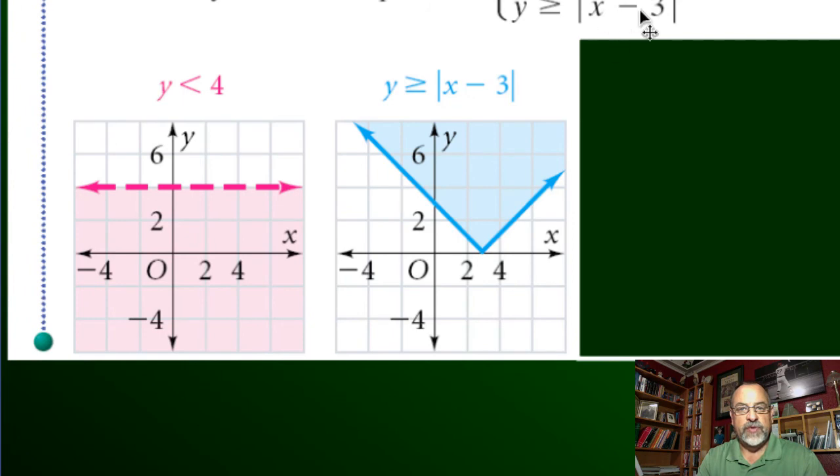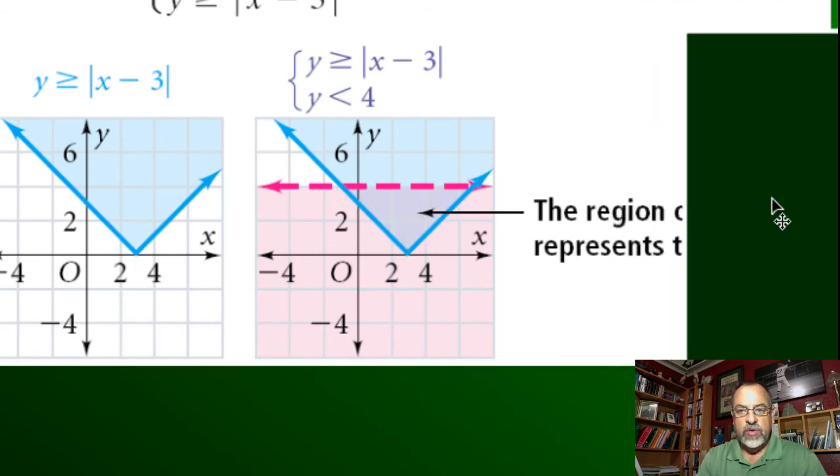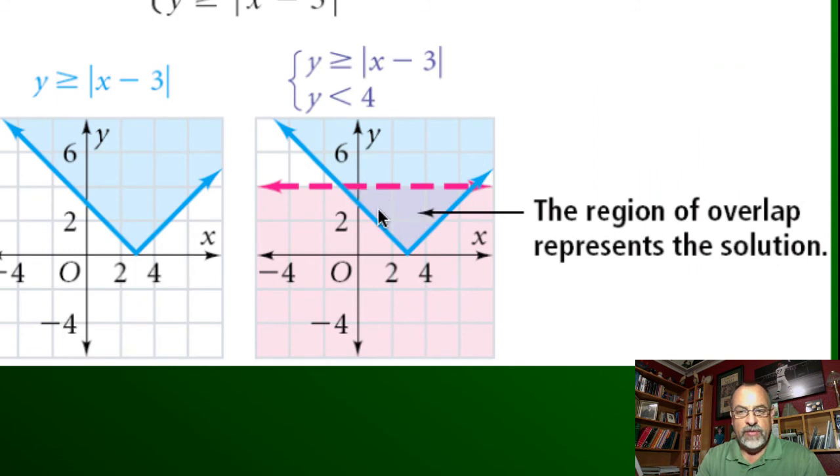Again, it's a shift to the right 3, so the vertex is right 3. The slope of the rays is 1. You put those on the same coordinate plane and you're looking for the intersection. So you'll notice right in here, this little section is the only place where they overlap. So that would be the solution. So if you chose any point inside this region, substituted the coordinates into either one of these expressions or both of them, you would end up with a true statement.